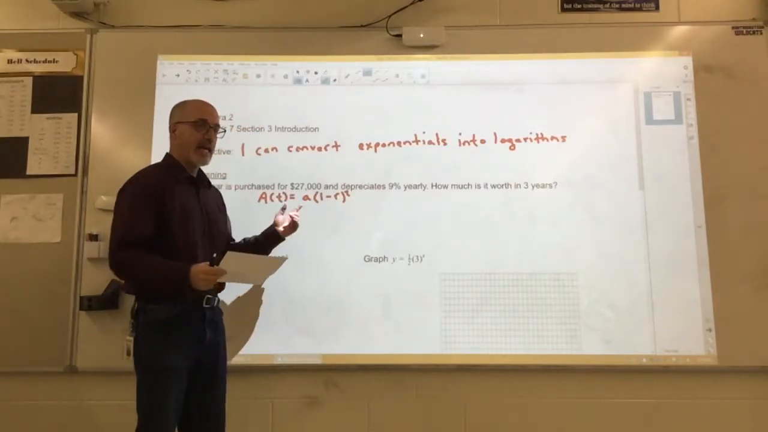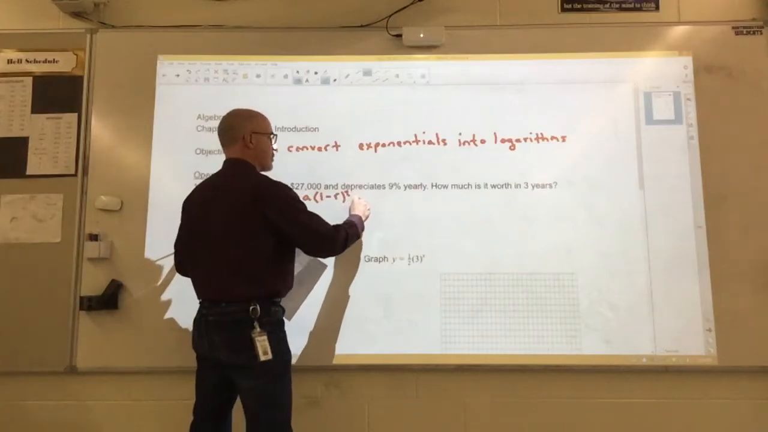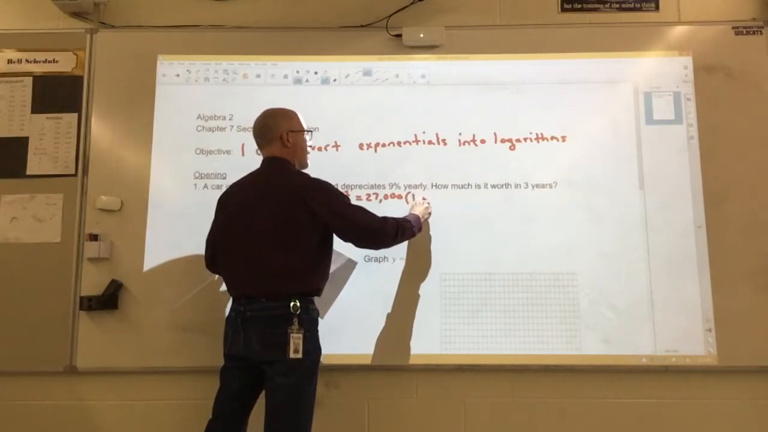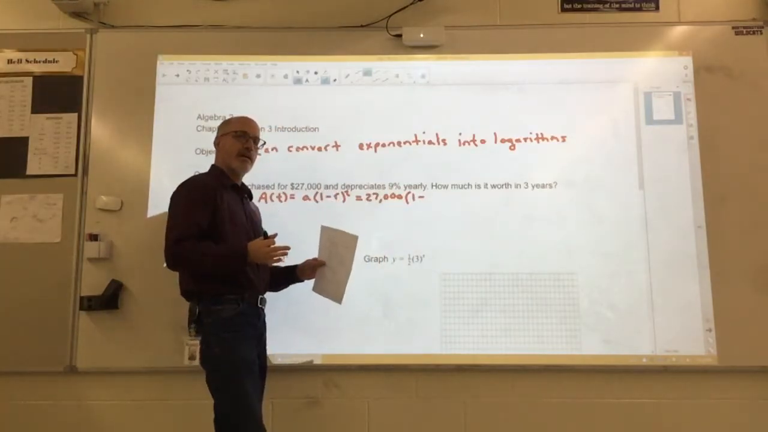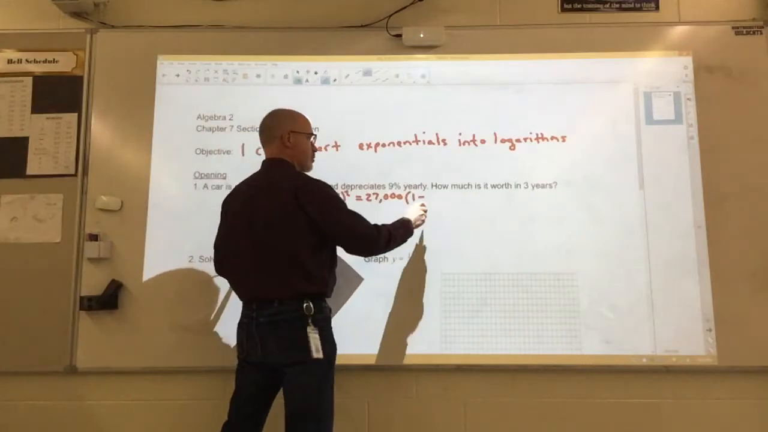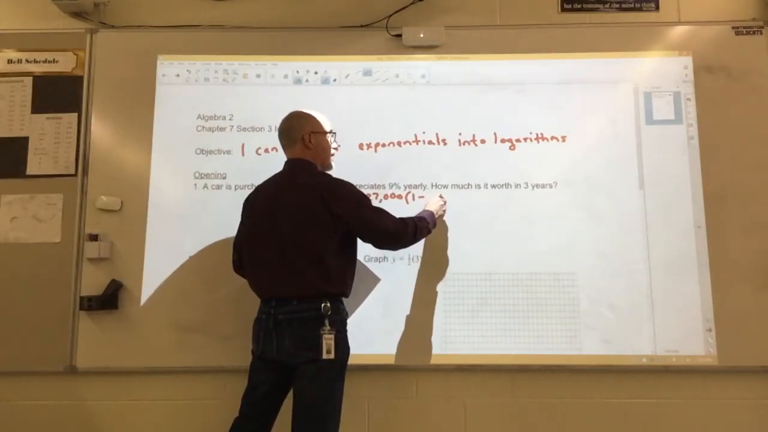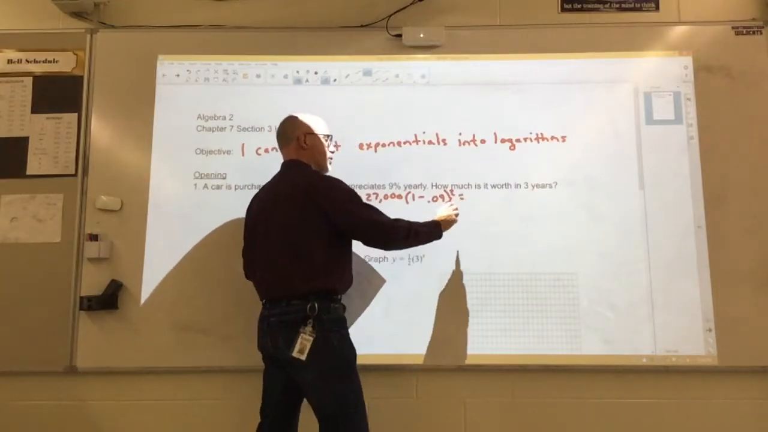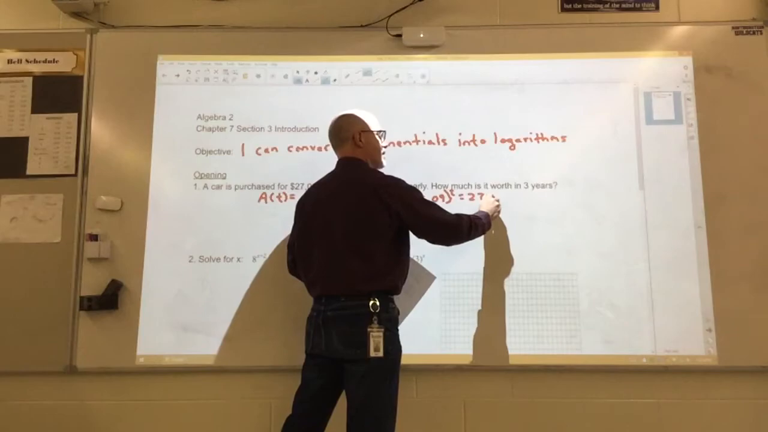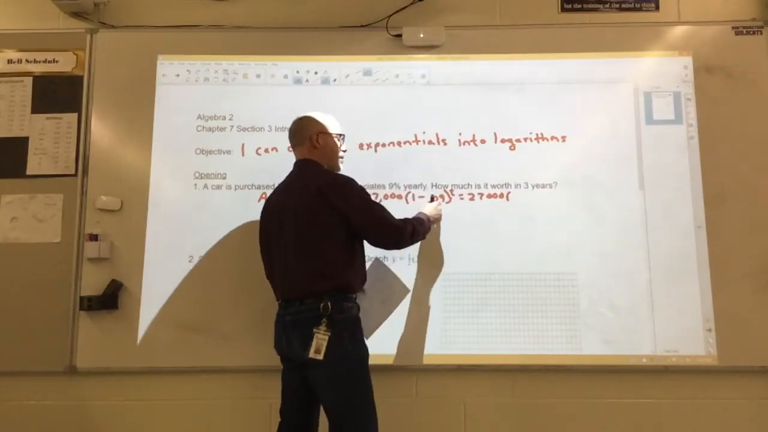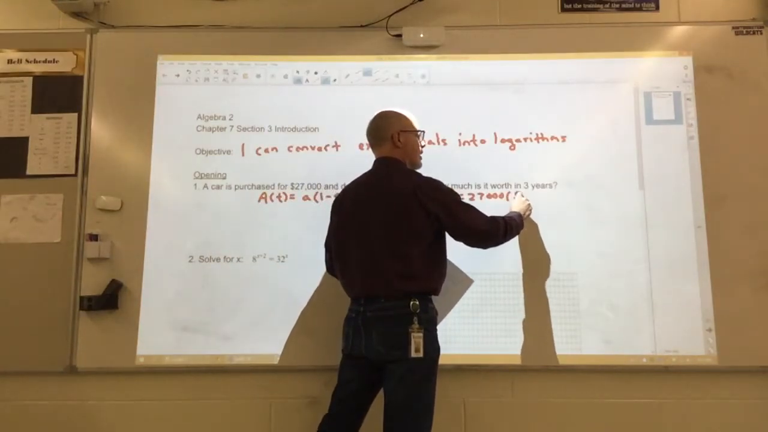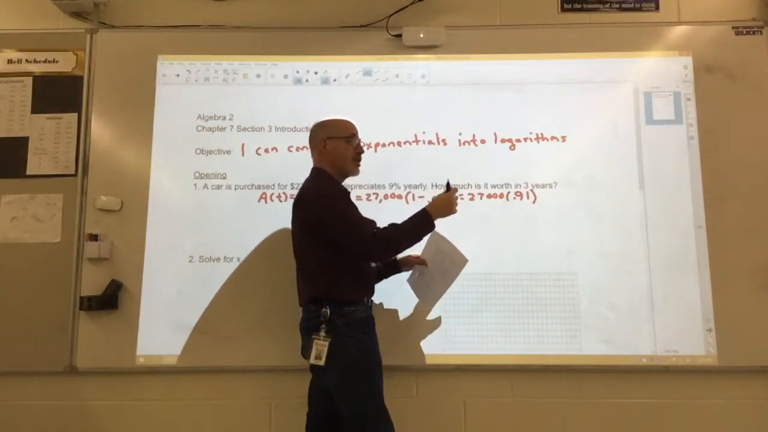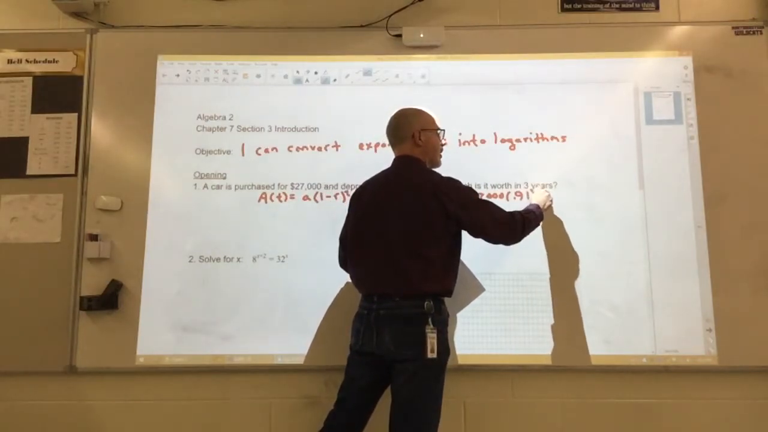Now, the A in this case is our 27,000, so we're going to do 27,000 times 1 minus, and the rate here is 9%. Well, that's what we're going to list as 0.09 to the t power, which gives us a formula of 27,000 times 1 minus 0.09 is 0.91. Because that's between 0 and 1, that's a depreciation problem, to the t power.